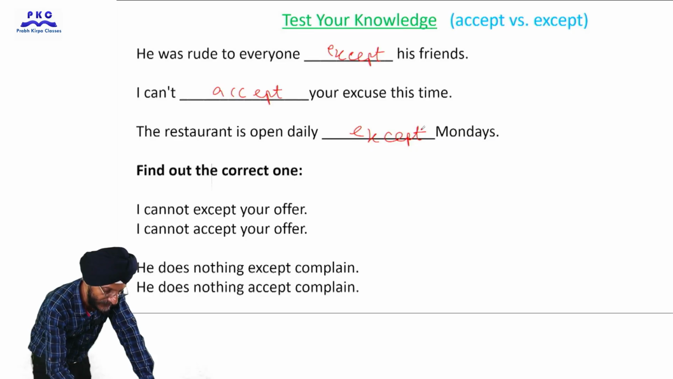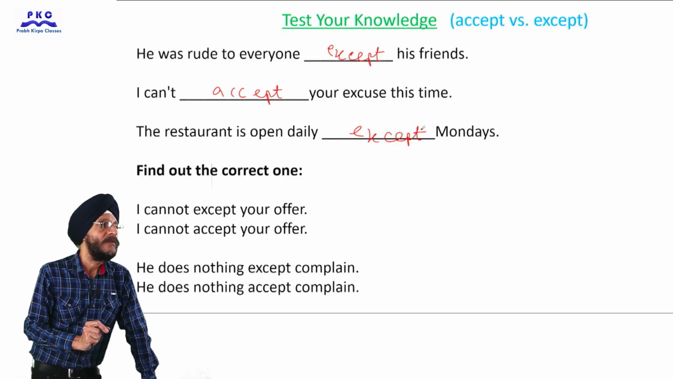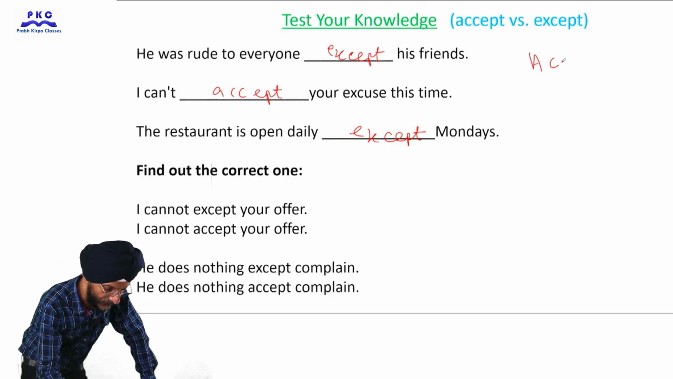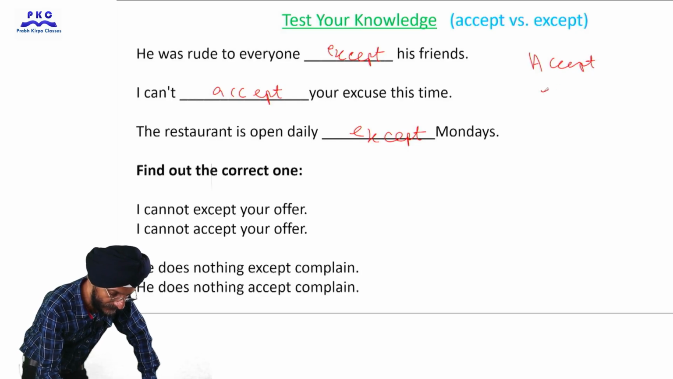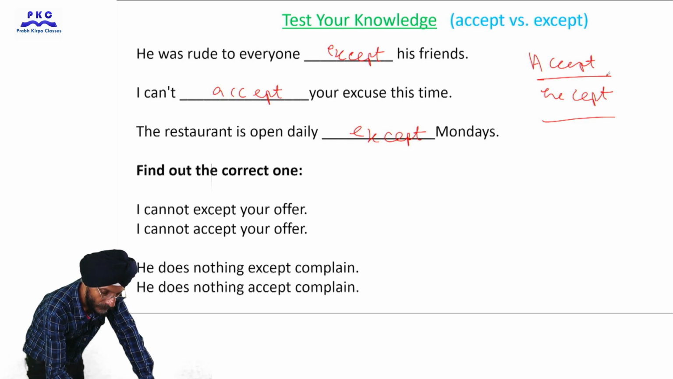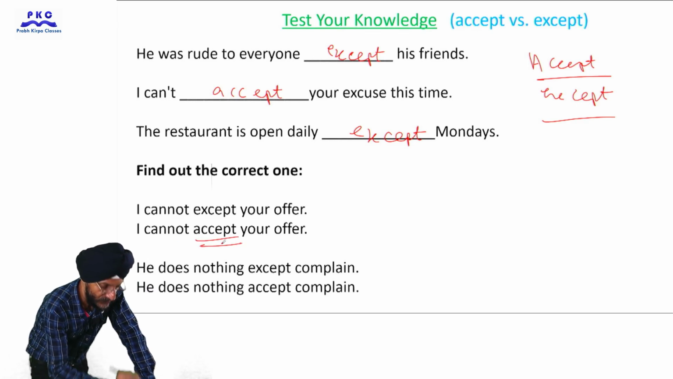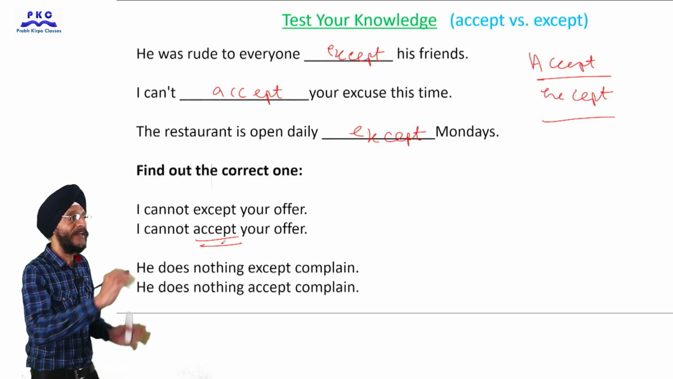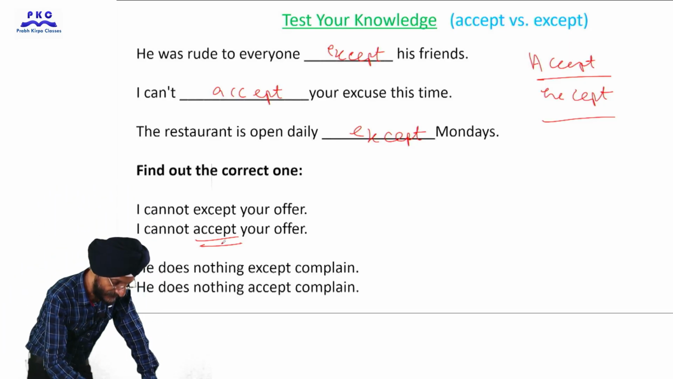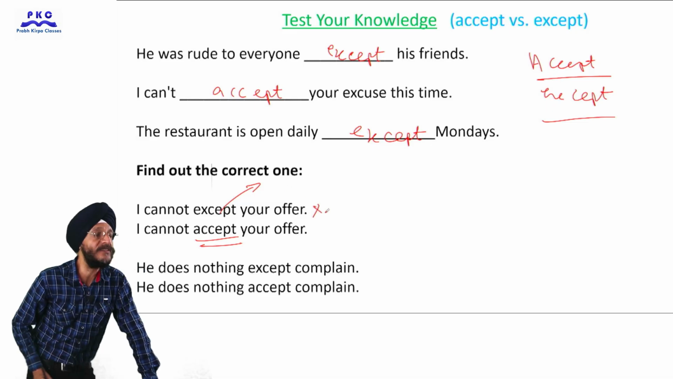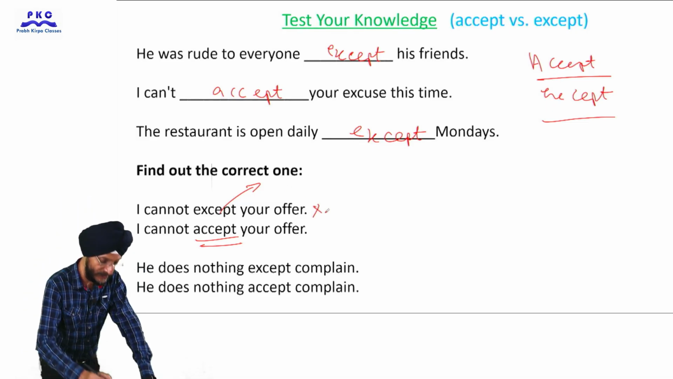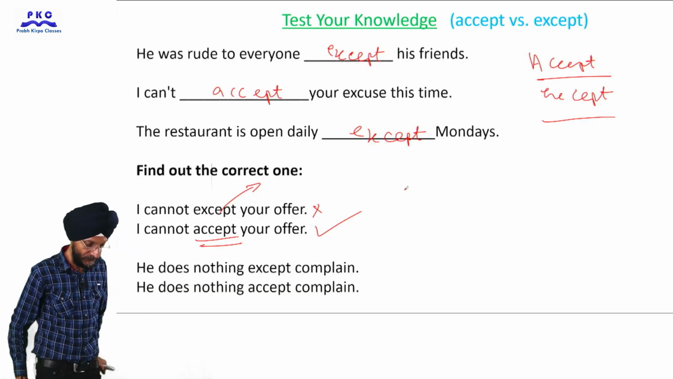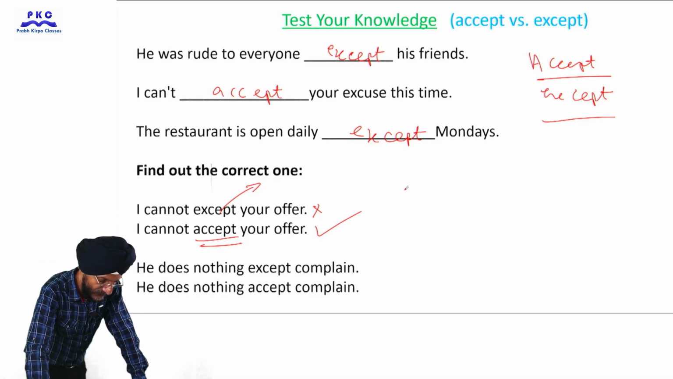I cannot accept your offer. One accept is agree and the other except is other than. So here, I cannot accept your offer, this means I cannot agree to your offer. This other word, except, would mean other than your offer. It does not make sense in the sentence, does not fit properly in the sentence. So here we will use this word, and the sentence is okay.